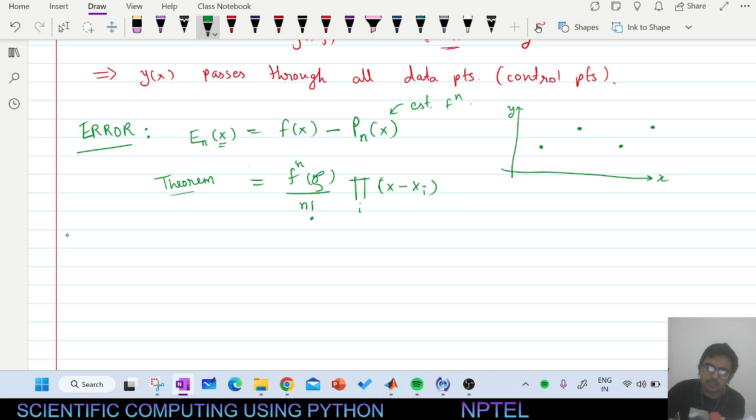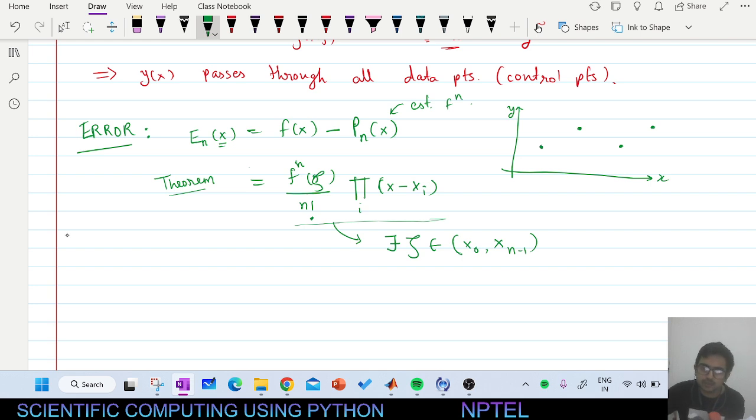The theorem says that no matter what your function is, there exists a zeta, and this zeta is going to be between x0 and xn, or xn minus 1, whatever the range is. There is going to be a zeta such that this error is this much. So now you know some upper bound on error.